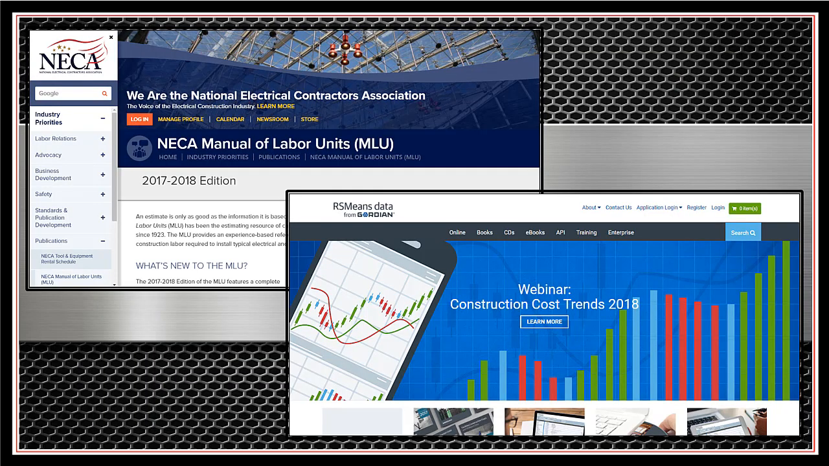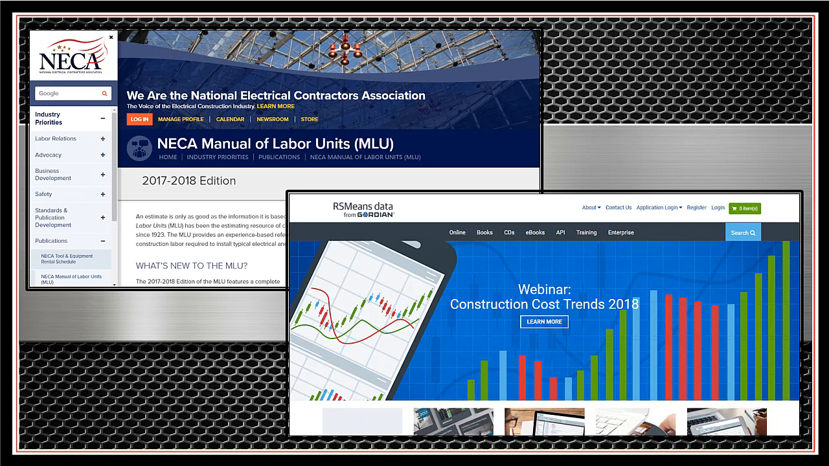All labor units are not created equal. Many different entities publish manuals and databases of labor units. The two most notable publishers are the National Electrical Contractors Association, NECA, and RS Means. The National Electrical Contractors Association was formed in 1901 and published their first manual of labor units, the MLU, in 1923. Labor unit timeframes for each of these two publications are different.